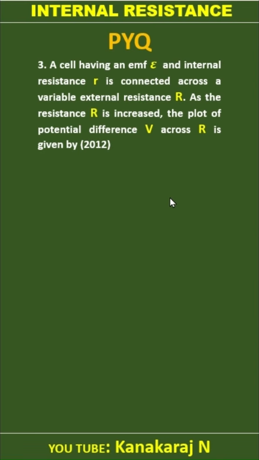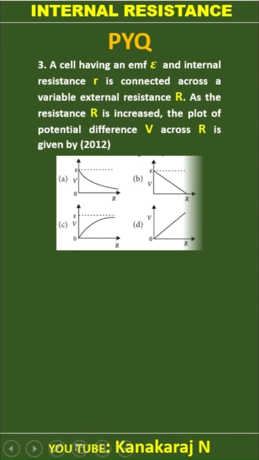Let's start the problem. A cell having an EMF epsilon and an internal resistance r is connected across a variable external resistance capital R. As the resistance R is increased, the plot of potential difference V across R is given by. There are four graphs here. By Ohm's law, as R increases, the voltage has to increase. Let's see the right one.